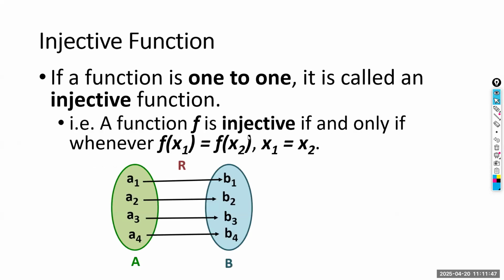What is meant by injective function? Injective is another name for one-to-one function. So either you can call it one-to-one function or you can call it injective function. If a function is injective, it means it's a one-to-one function. It's not a one-to-many or many-to-one or many-to-many. Something like y equal x. It's a one-to-one function.